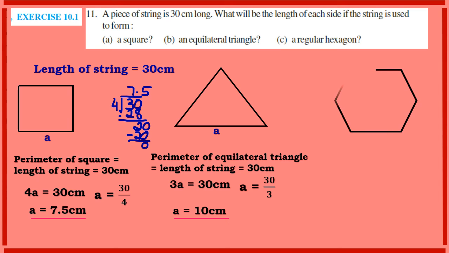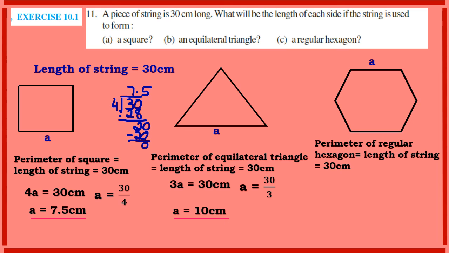Now if it is a regular hexagon, then 6 sides are there. So the perimeter of the hexagon is equal to the length of the string, 30 centimeter. So 6 sides are there. So 6a equal to 30 centimeter. So the side is what? 30 divided by 6, which is equal to 5 centimeter. Hope you understood this. Now moving on to question number 12.